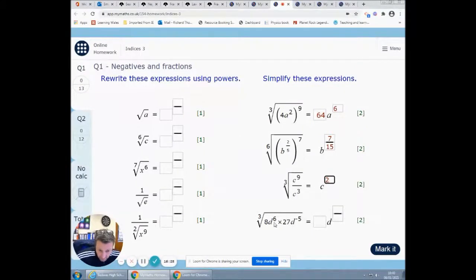And then this last one here, let's deal with the integers first. 8 times 27 is 216. Write that down. d to the 6 times d to the minus 5. Add those up, you just get d to the 1. So this here, under the root simplified, is 216d.